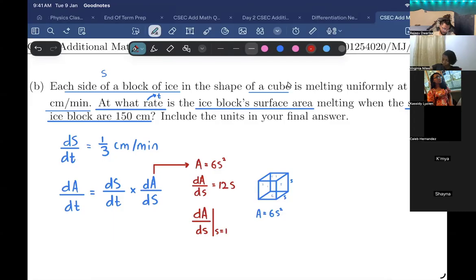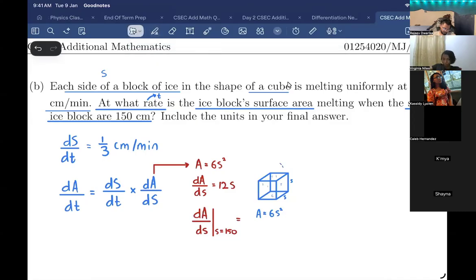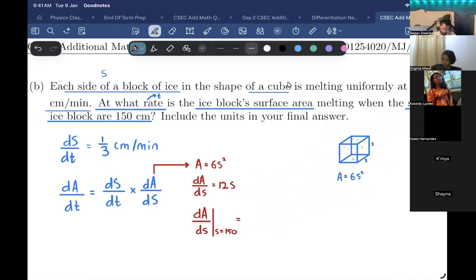150. Right? So this will be equal to what? 12 by 150, which is 1,800. Everybody okay with that or no? Yes, sir. Okay.